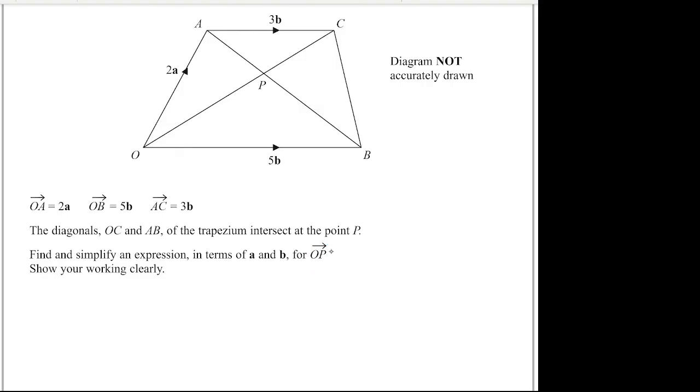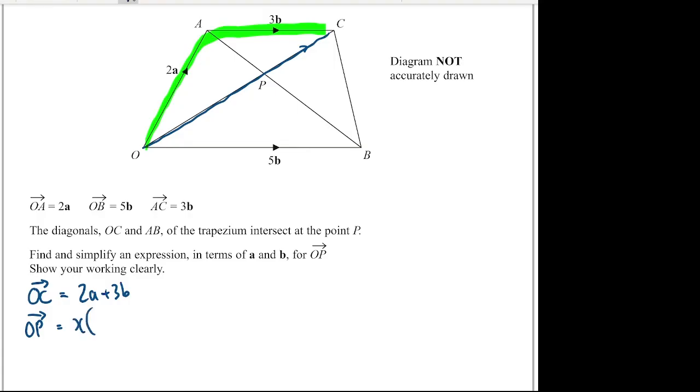So what I'm going to do is start by looking at the diagonals that P sits on, starting off with O to C. Now, how can I get an expression for O to C? Well, I can go along here and then up there. So we can say that O to C is 2A plus 3B. And O to P, because P sits on that line, must be some fraction of O to C. So I'm going to write it as x times O to C. That fraction x could be a half, a quarter, or 2/3. I don't know yet, but it is a fraction of O to C.